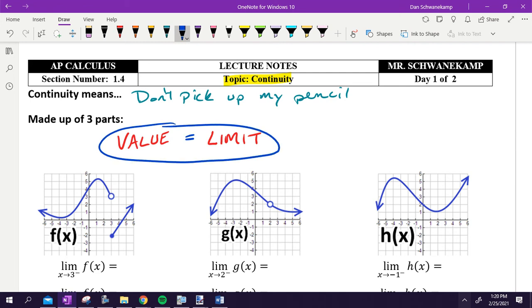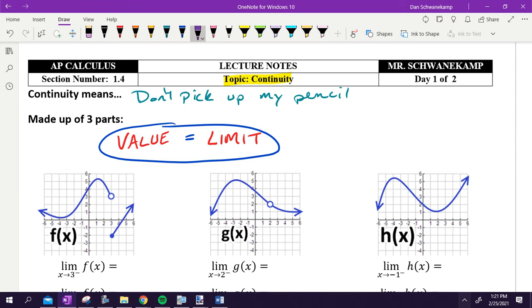Those are our 3 elements. A value, a limit, and an equal sign. Those 3 things have to be true. You got to have a value, you got to have a limit, they got to be equal. That's how you can prove continuity. That's one way of doing it. And I always used to just teach that, and students got lost as to what you need. So I've changed, and I went to this way instead.